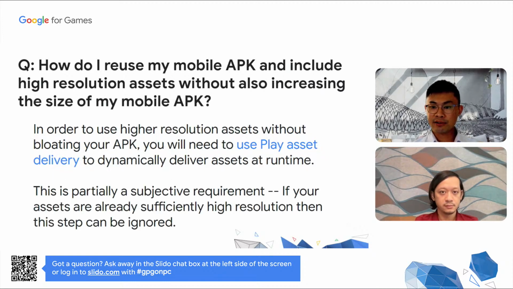And finally, how do I reuse my mobile APK and include high-resolution assets without increasing the size of my mobile APK? In order to use high-resolution assets without bloating your APK, you'll need to use Play Asset Delivery to dynamically deliver assets at runtime. This is partially a subjective requirement, so if your assets are already sufficiently high resolution, then this step can be ignored.